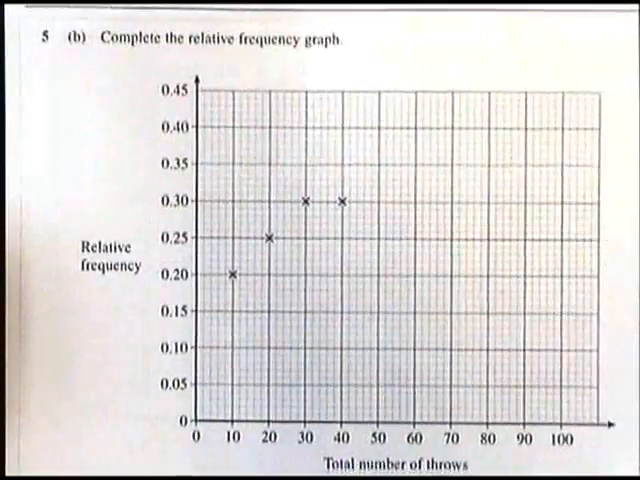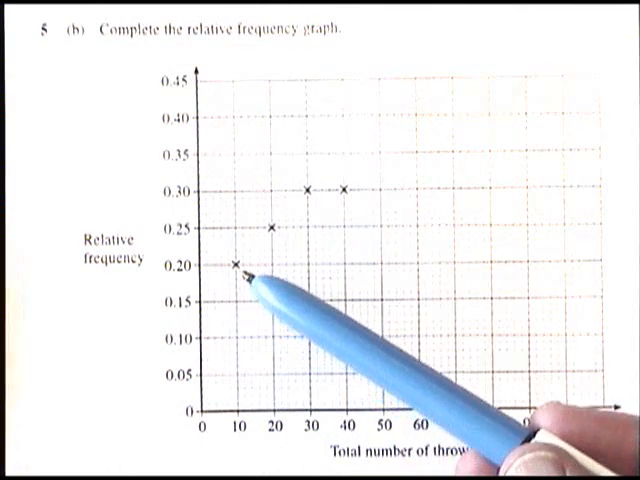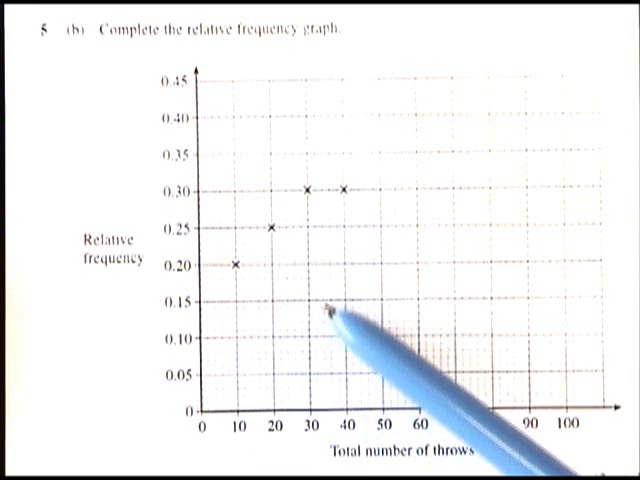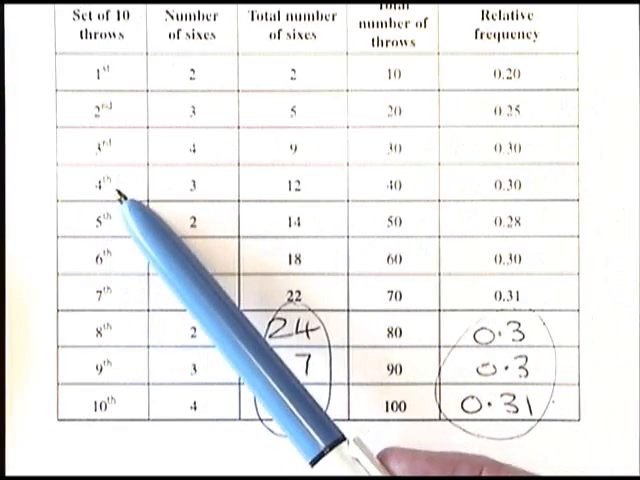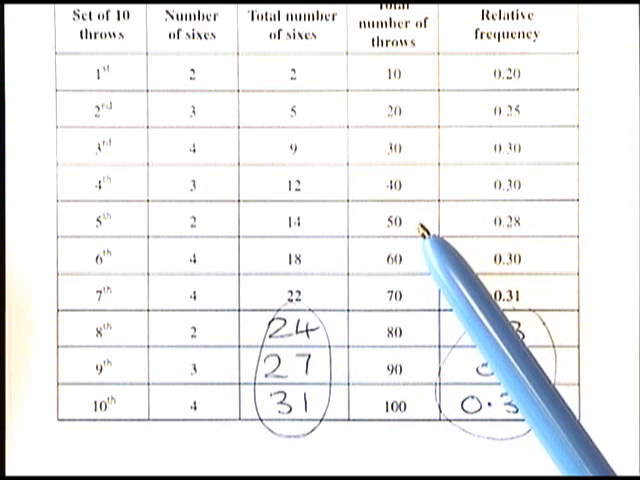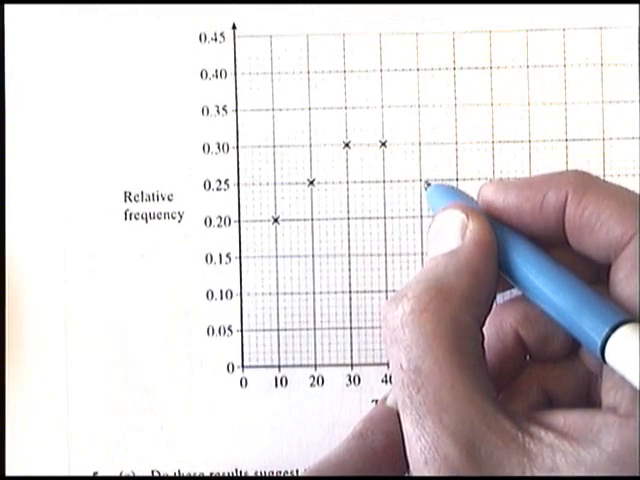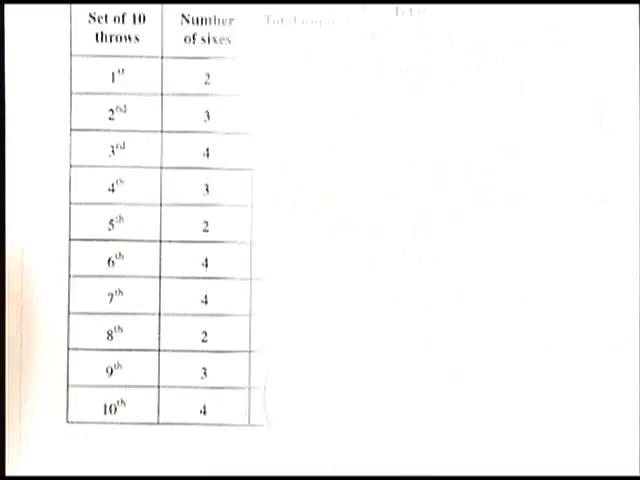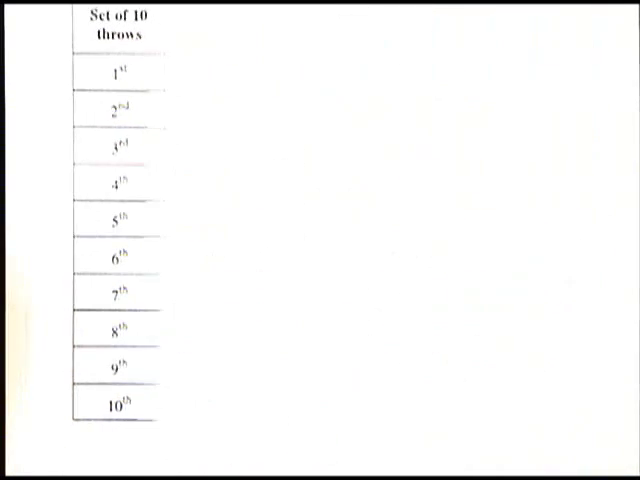In part B of the question, we've got to complete the relative frequency graph. Now there are dots on here for 10 throws, 20 throws, 30 throws and 40 throws. Now if we have a look, 40 throws, it's on 0.3. If we look here, 40 throws, which is here 40, 0.3. The next one we've got to do is 50, 0.28. So we come back to here, 50, 0.28. That's 25, 26, 27, 28. Then 60, 0.3, 70, 0.31.